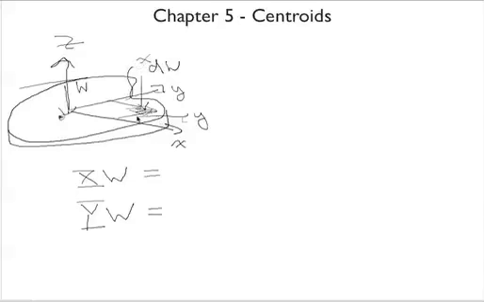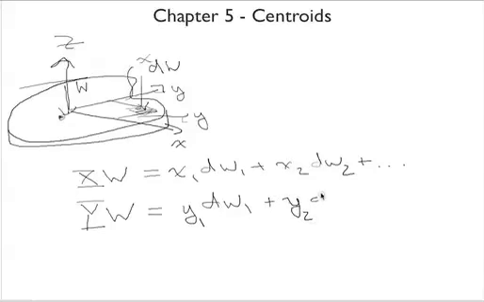And what we can think of is, if we've got each one of these differential weights, we can just sum it up. So we have x1 dW1 plus x2 dW2 plus so on, so on. Same thing with the y: y1 dW1 plus y2 dW2 and so on. So that makes a lot of sense. Basically all we're doing here is finding the resultant of x times dW1, x times dW2, the resultant of all the moments generated by all the tiny little pieces of the material around the y-axis in this case, and around the x-axis.